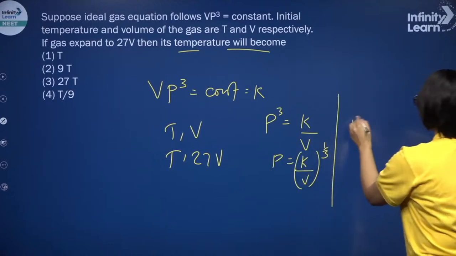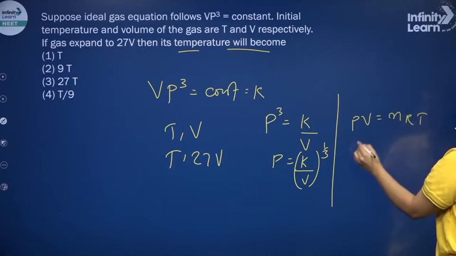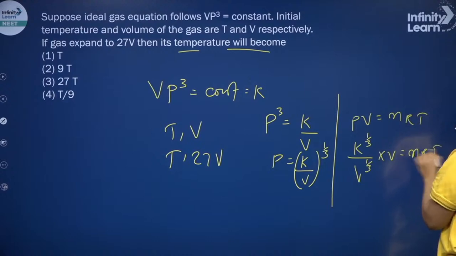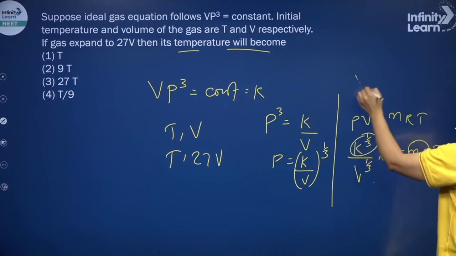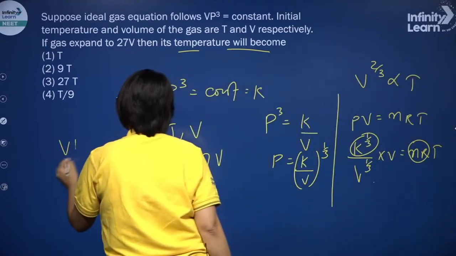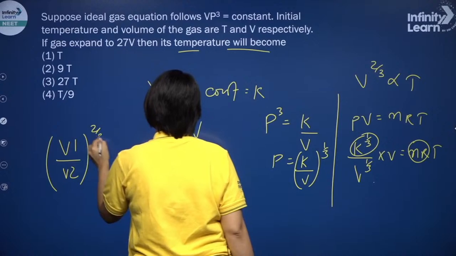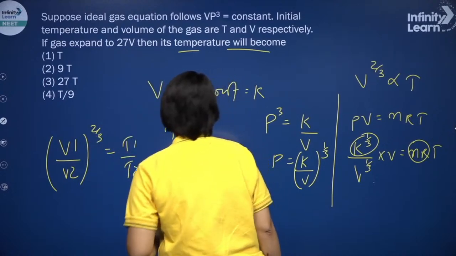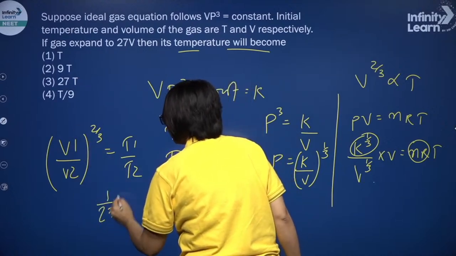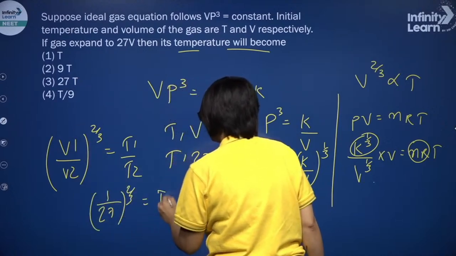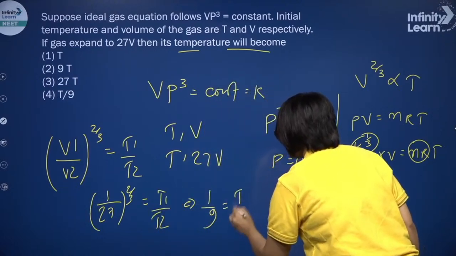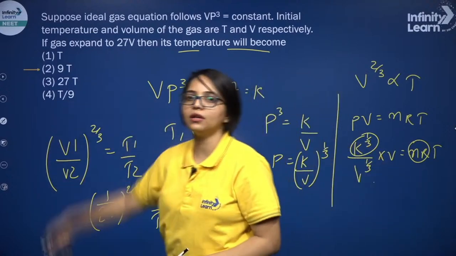Okay. Now we know that PV is equal to nRT. So P is K to the power 1 by 3 upon V to the power 1 by 3, into V is equal to nRT. Now these are constant, so you can write V to the power 2 by 3 is directly proportional to temperature. That means V1 upon V2 to the power 2 by 3 is equal to T1 upon T2, right? V1 is V, V2 is 27V. So V1 upon V2 is 1 upon 27 to the power 2 by 3, and that is equal to T1 upon T2. So over here, you will get 1 upon 9 as T upon T2. So T2 is 9T, which is option 2.